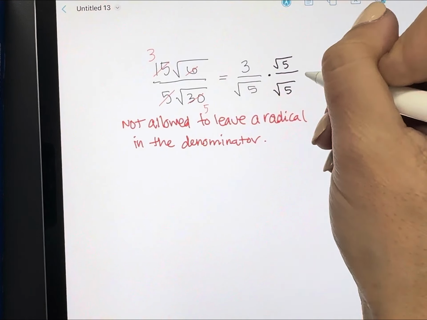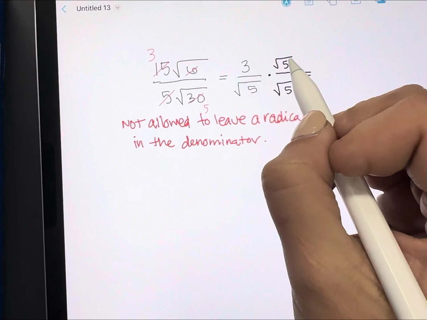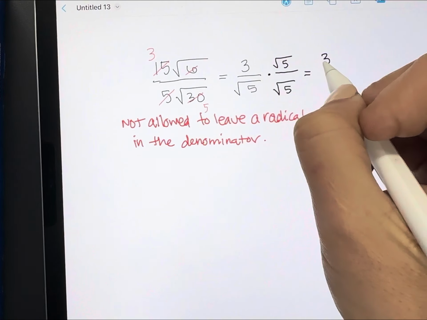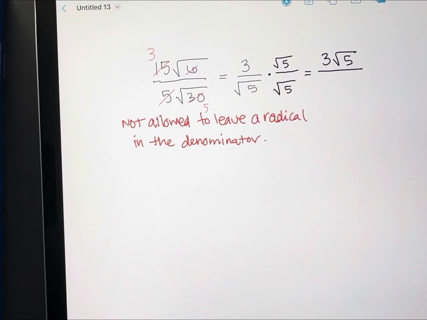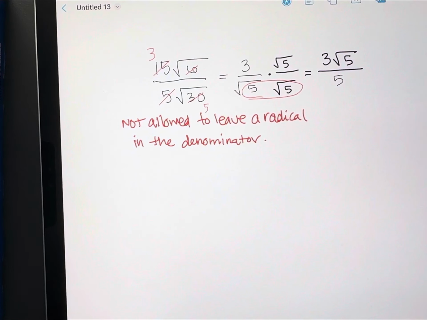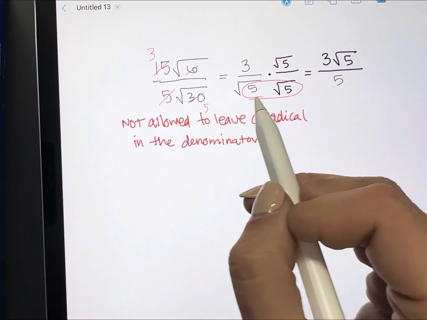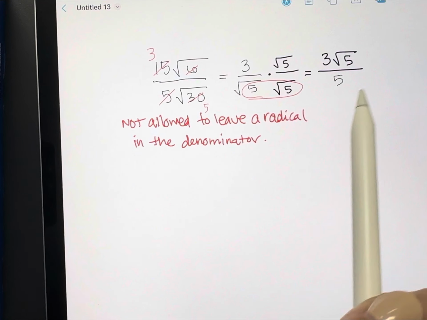Okay? Now what happens from here is that on the top I get 3 times radical 5. That's just 3 radical 5. And then on the bottom, my 5s can pair up and leave the radical. So they're just going to be outside the radical. And then there's nothing left inside of the radical. And now I have another answer.